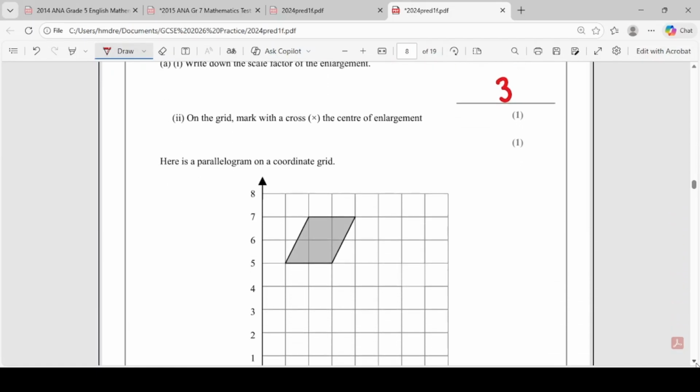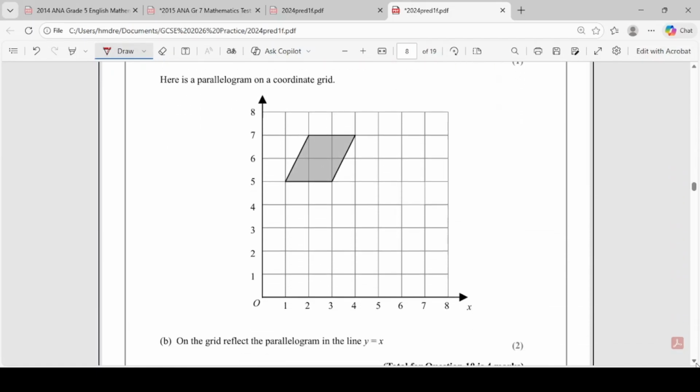Next up, here is a parallelogram on a coordinate grid. On the grid, reflect the parallelogram in the line y equals x. So that is your first step. You're going to draw this line y equals x. So it's a pretty straightforward one. You will see this line a lot, but if you don't know what it looks like, when you draw x, it's equal to y.